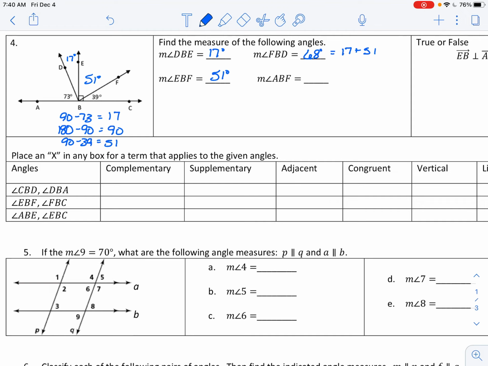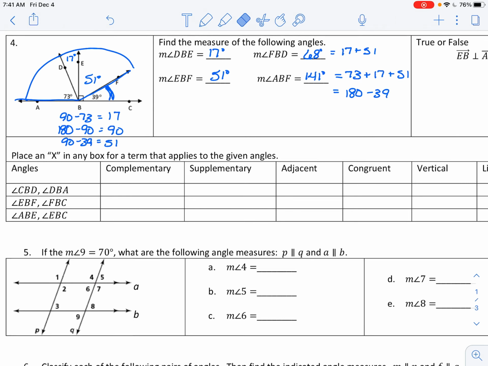And then ABF. A to B to F. Those are 3 angles put together. So I'm going to add 73, 17, and 51. And I should get 141 degrees, which makes sense because it was everything except this 39. So a straight line without the 39 is still 141.